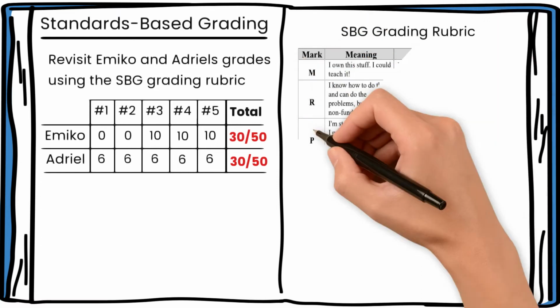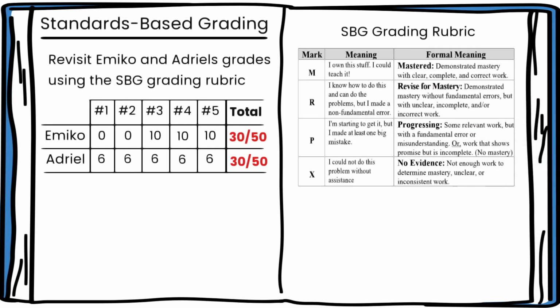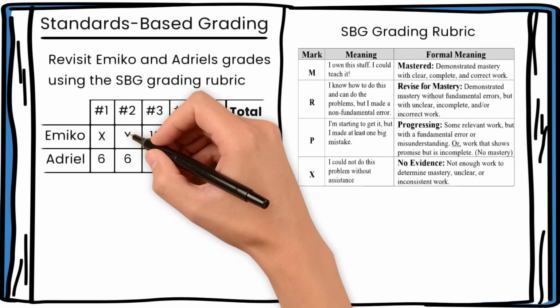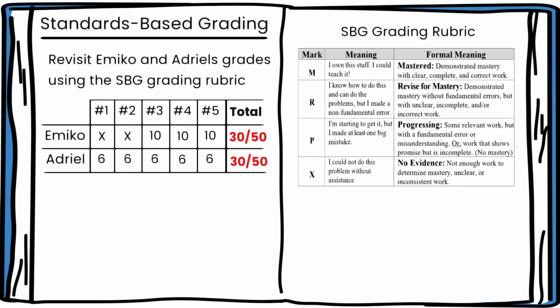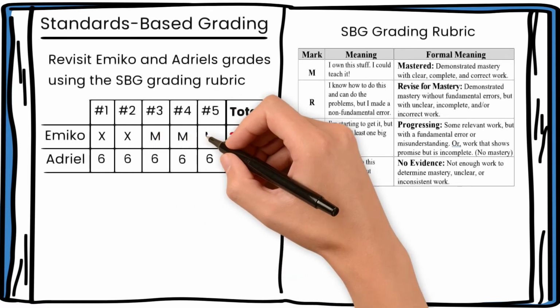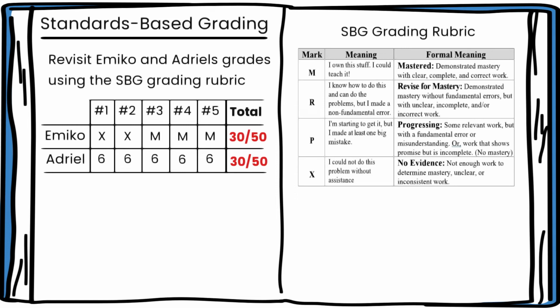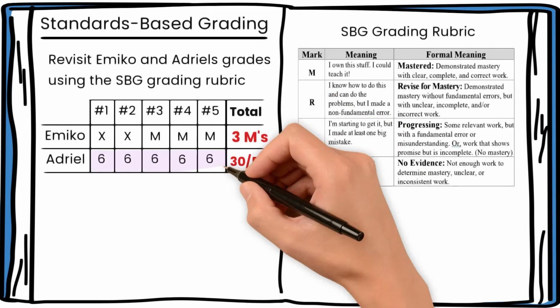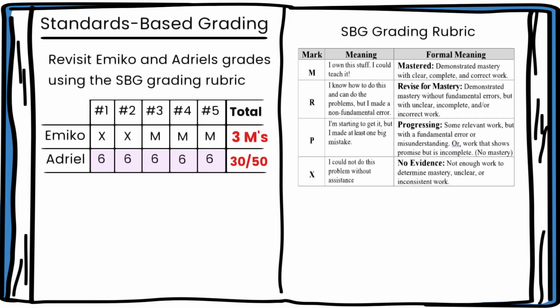SBG grading rubric. For Emiko, the 0 grades show no evidence of learning, so she would earn an X according to the rubric. Once Emiko mastered the learning objective, she started earning 10 points out of 10, indicating that she had demonstrated mastery with clear, complete, and correct work. Therefore, these scores would indicate that she earned M's on the SBG rubric.